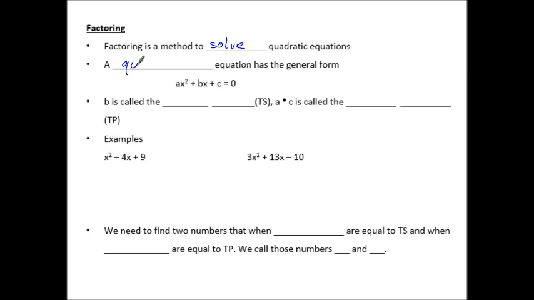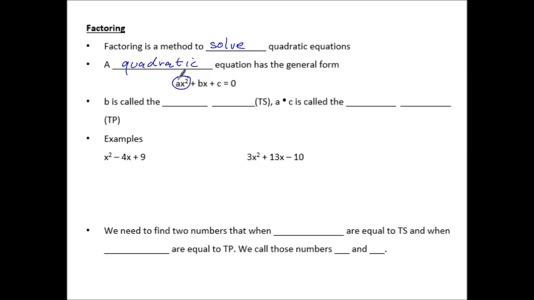A quadratic equation has the general form ax squared plus bx plus c. So you have a term with a variable that's squared. And in the general form, you have a, b, and c. And those are just placeholders for any integer that you could plug in there for a, b, or c.